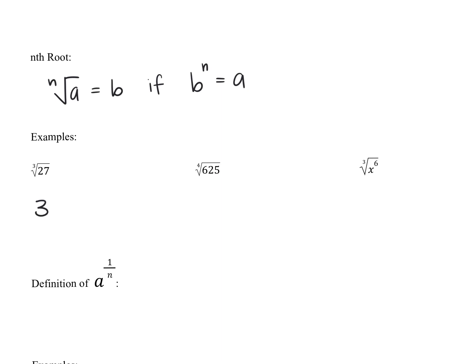625, I want to find its fourth root. So the number that times itself 4 times is 625, which is going to be 5. And then I have the cube root of x to the 6th. As we've already discussed, that's going to be x squared.